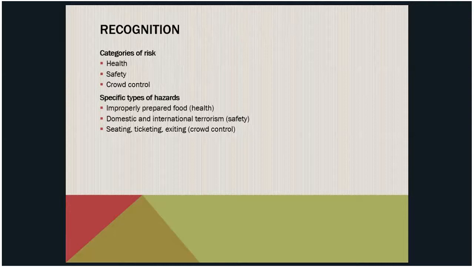For health, one of the examples is improperly prepared food. Crowd control, certainly with seating, ticketing, and exiting. We can look at in terms of hiring people, making sure that we hire the correct person, that they don't have some sort of background that could put us at risk.